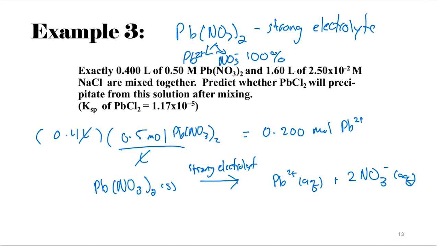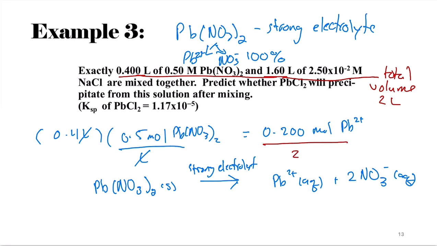And so if we have the moles of lead ions in solution, right, initially, how do we use that to get our initial concentration? Right, what should be our new volume? The total volume, and the total volume is what? 2 liters, right? So we use this. This gives us a total volume of 2 liters, right?